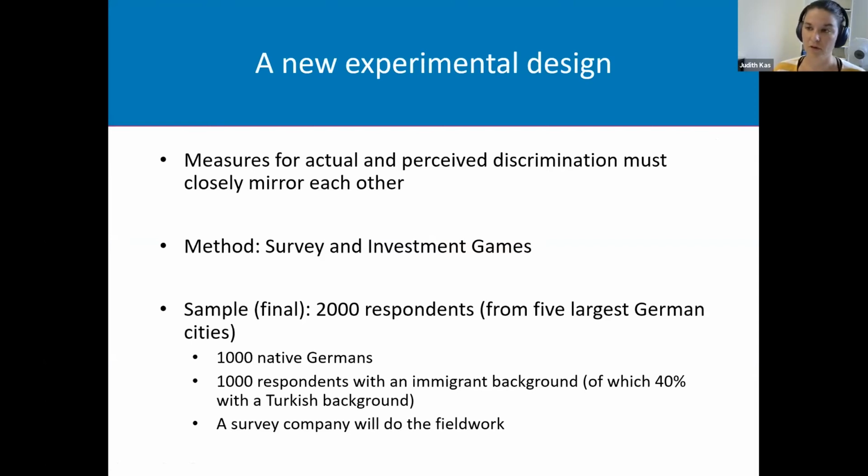And we aim to collect a sample of 2,000 respondents from the 5 largest German cities, of which half are native German and the other half have a migration background. And then of these 1,000 respondents with a migration background, 40% will have a Turkish background. And we're collaborating with a survey company to actually get to these people.